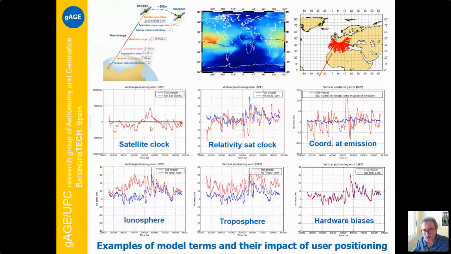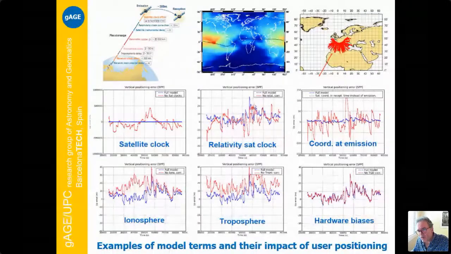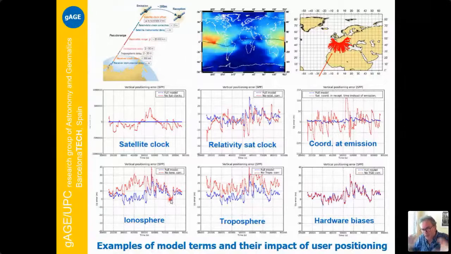Well, in these plots we show in blue the solution with the full modeling. In all these plots, blue corresponds to the solution with the full modeling. That is, correcting, removing all these errors that contaminate the signal when working with code measurements. And in red, we show the solution neglecting each one of these errors. Well, as you can see, the most important one is the satellite clock offset.